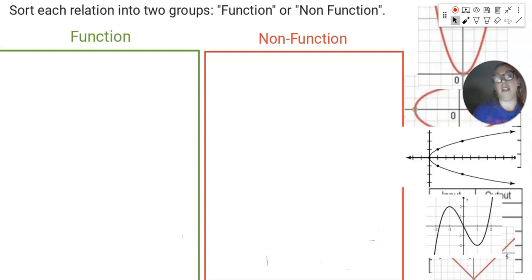If you do have those repeated x values, it goes in not a function. And if it passes the vertical line test, you can put it into your function category. Okay.